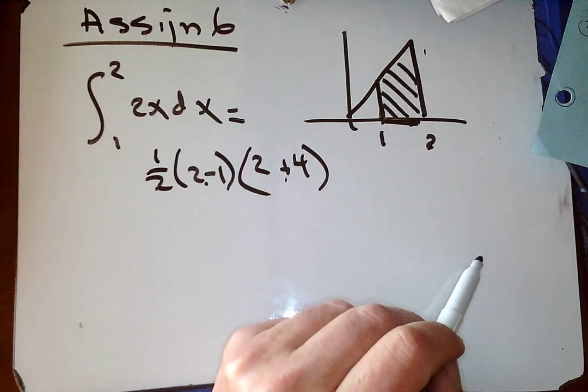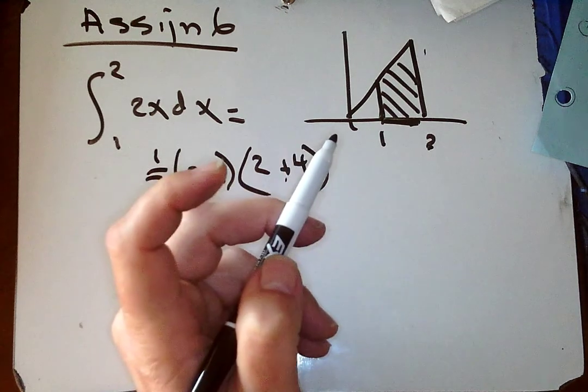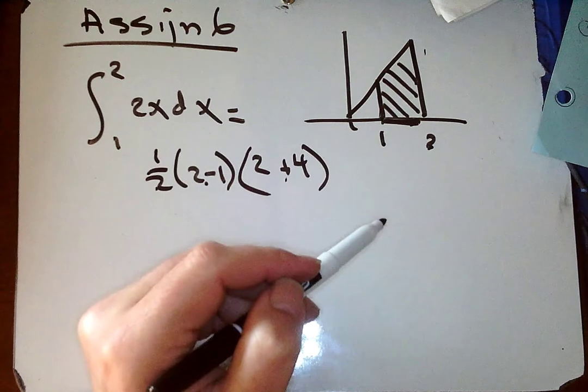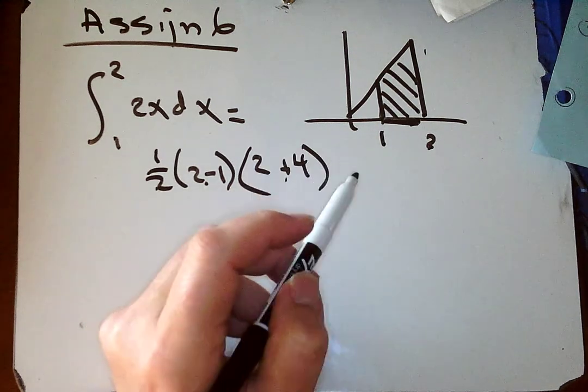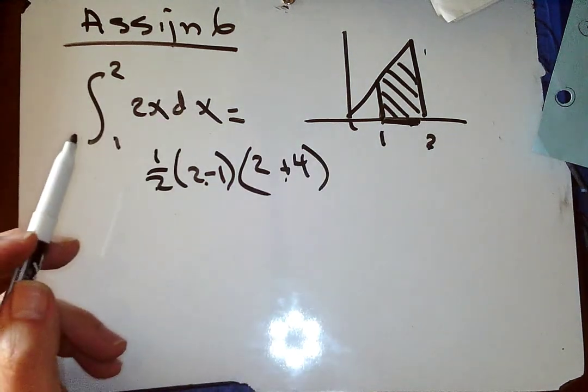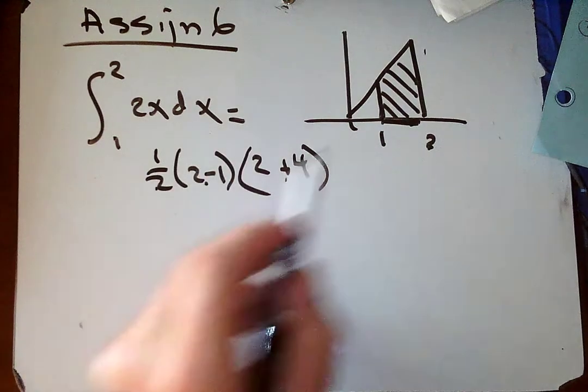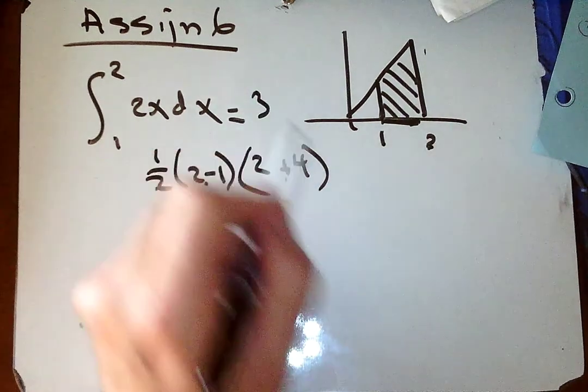Did I miss something? 2x. 4. Sorry, my note says something else here. I think my note is wrong. So I'm wondering, why is my note wrong? But we end up with this integral equals 3.